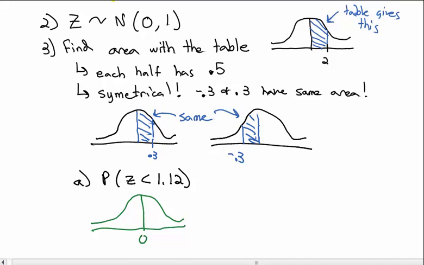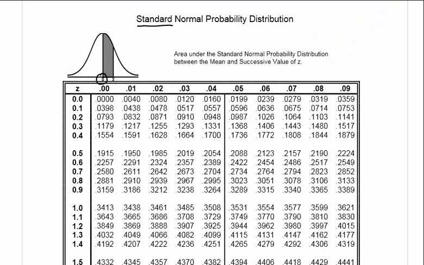So the mean is 0, and 1.12 is over here. We want z to be less than that, and so we want all of this area. Fortunately, we know the right side is already 0.5. The left side is where we're going to use the table. The left side, we want the area between 0 and 1.12.